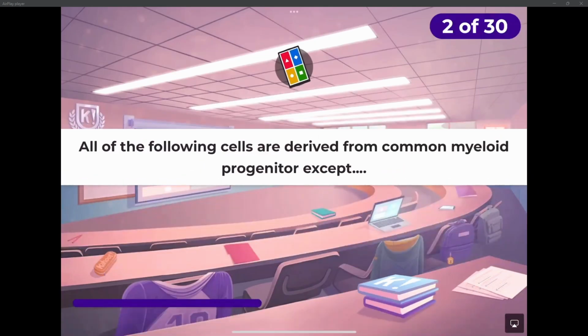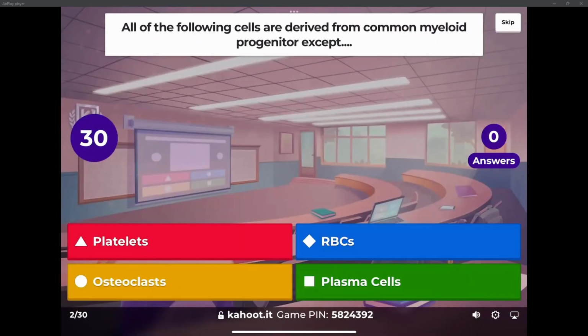All the following cells are derived from the common myeloid progenitors except which one? Which one is the lymphoid? Lymphoids are what two cell types? B and T lymphocytes. So your B cells make which ones? Plasma cells.